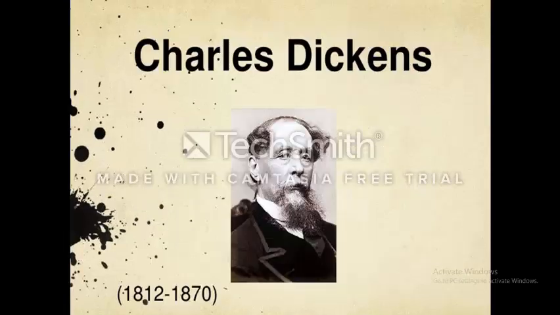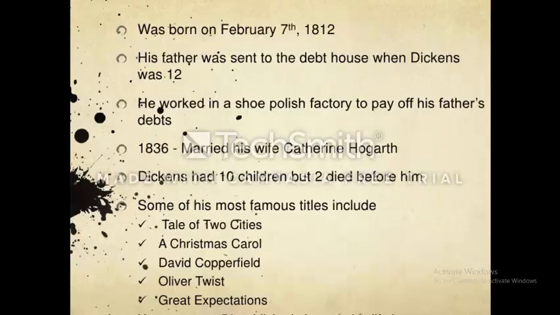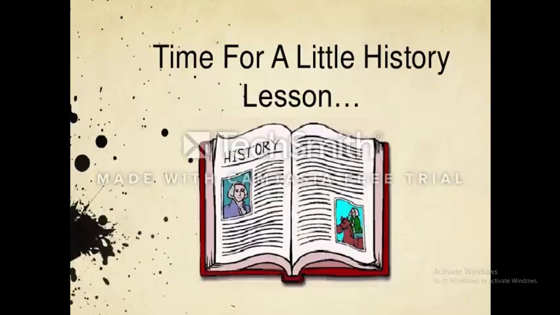Charles Dickens, born in 1812, died in 1870. Charles Dickens was born on February 7, 1812. His father was sent to the death house when Dickens was 12. He worked in a shoe polish factory to pay off his father's debts. In 1836, he married his wife, Catherine Hogarth. Dickens had 10 children, but 2 died before him. Some of his most famous titles include A Tale of Two Cities, A Christmas Carol, David Copperfield, Oliver Twist, and Great Expectations.